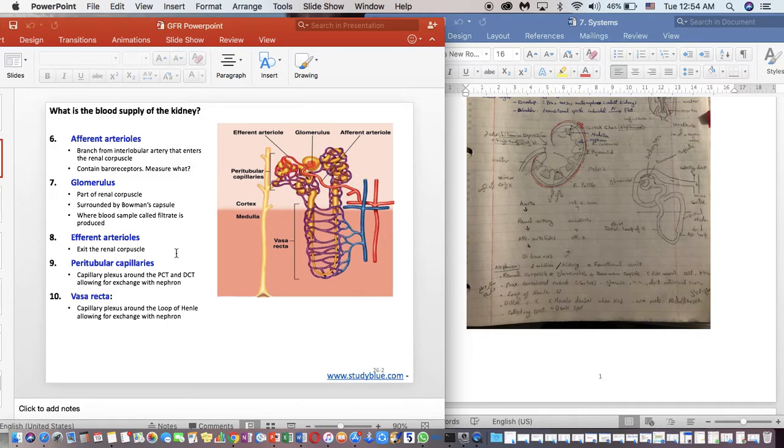And by the way, we should have seen this at the beginning. What does blood supply mean? What is the difference between blood supply and vascular supply? Actually, blood supply means the blood. So, blood moves in blood vessels, which are veins, arteries, capillaries.